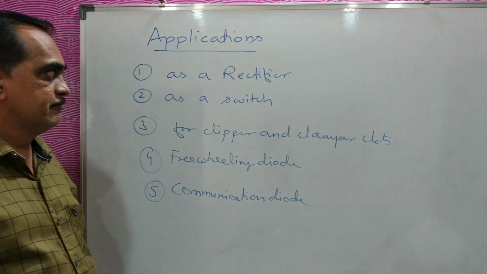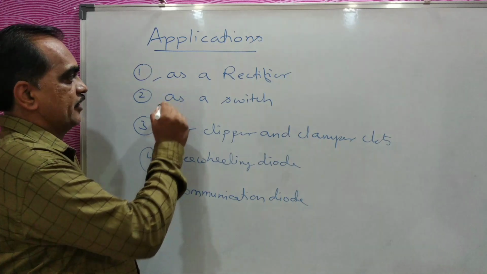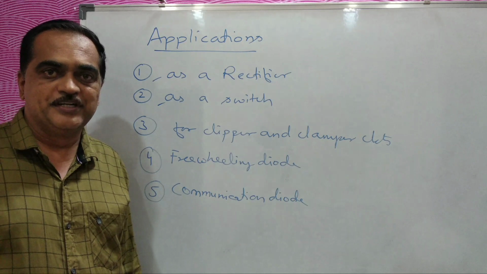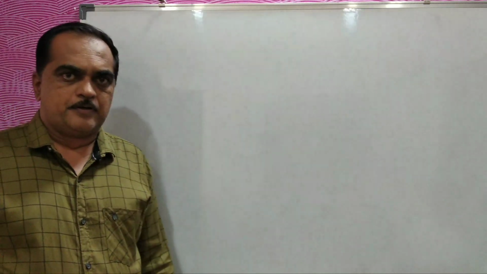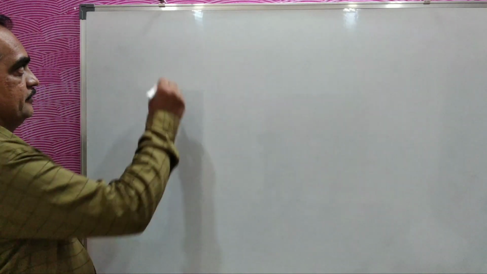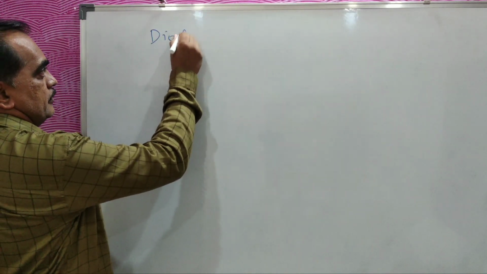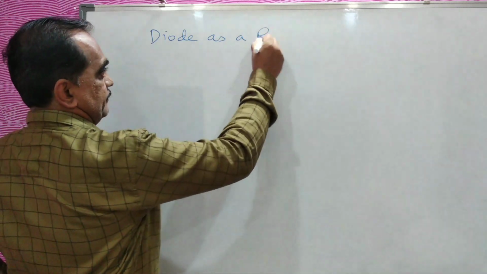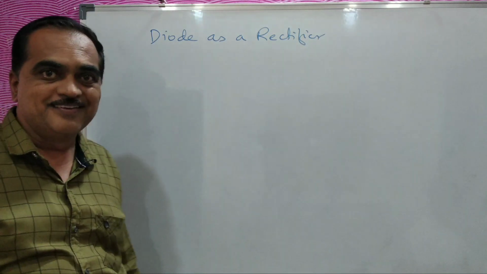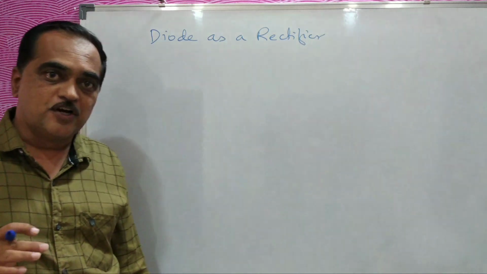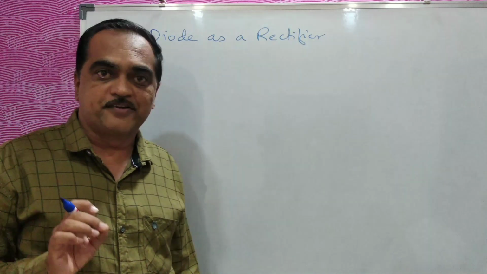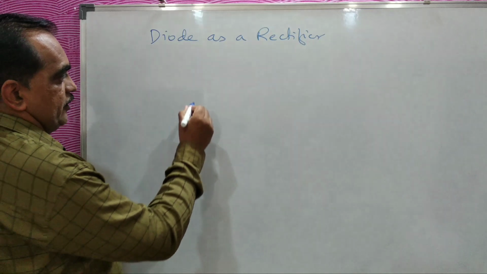Now, out of these five, we will see the first one and second one, that is diode as a rectifier and diode as a switch with circuit diagram. Now students, to see diode as a rectifier, a rectifier is a circuit or a device which will convert AC into DC, that is alternating current into direct current.